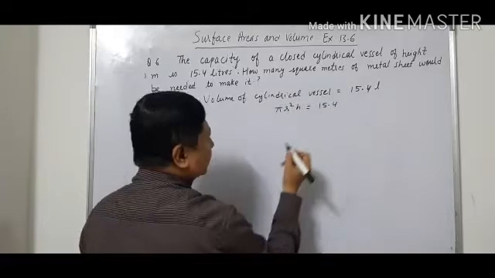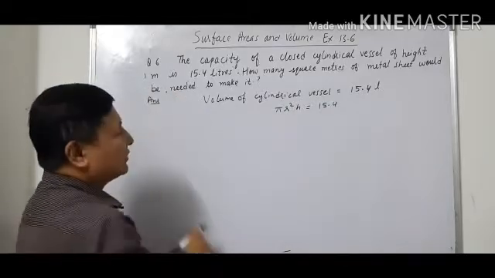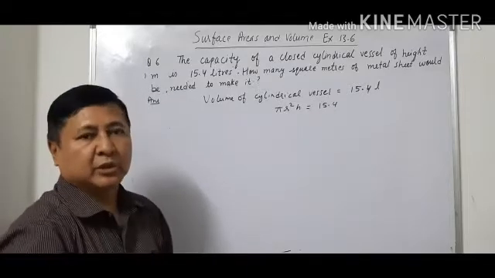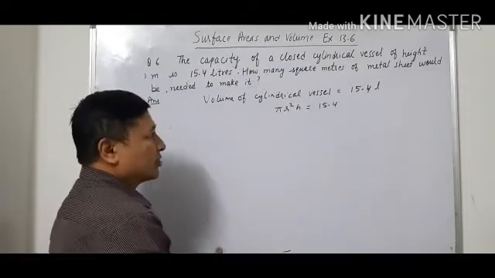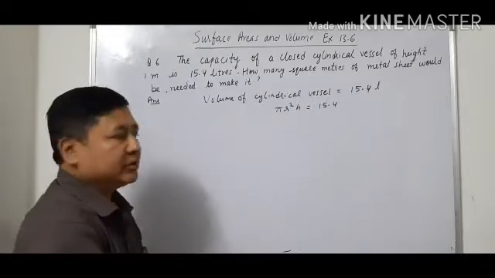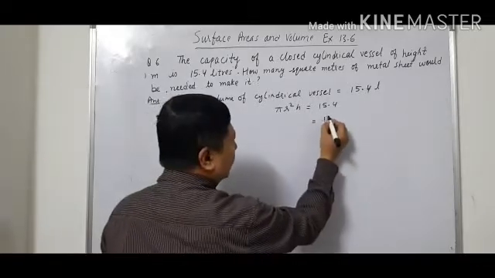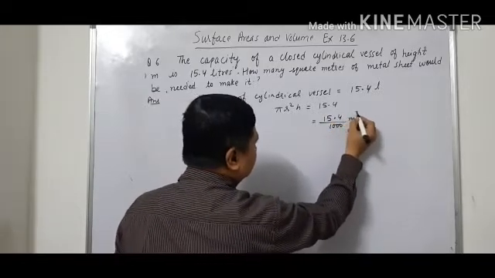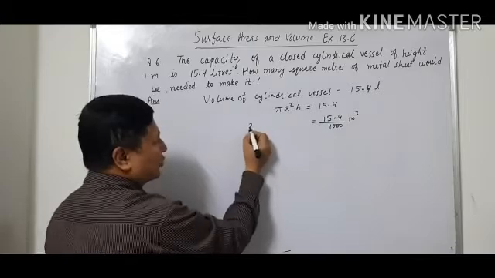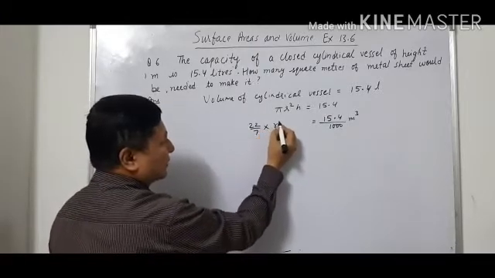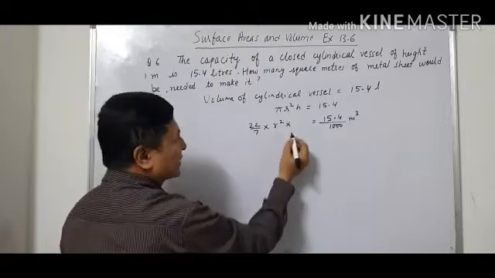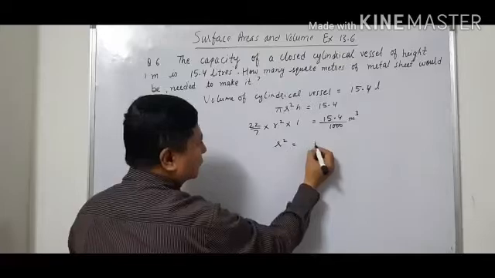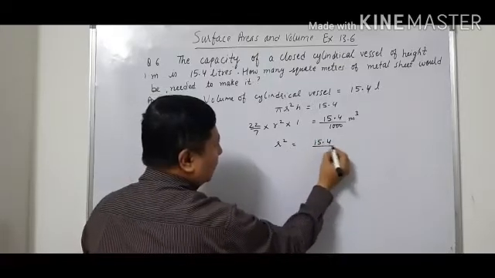Now the volume of the cylindrical vessel, the formula is pi r square h is equal to 15.4 liter. The height is given as 1 meter and the volume is given in liters, so we will convert it into meter cube by dividing by 1000, because 1 liter is equal to 1 upon 1000 meter cube. So it becomes 15.4 upon 1000 meter cube. Now let us solve this. Pi is 22 upon 7, r square we have to calculate, and h is 1 meter.